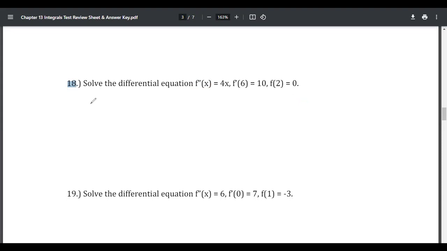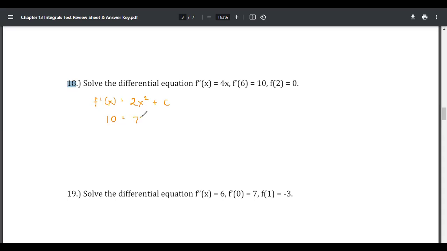So for this one, f prime of x equals the integral of 4x dx. Then you get 4x squared over 2 plus c, which is 2x squared plus c. And then you input what the first derivative of f is. So this one is f prime of 6 equals 10. So then 10 is equivalent to 2 times 6 squared plus c.